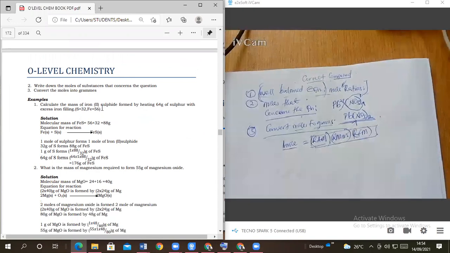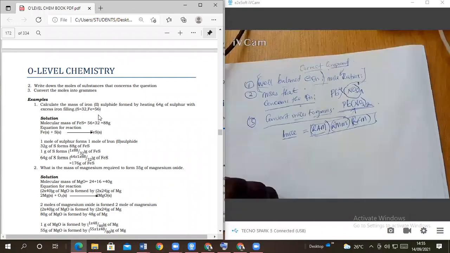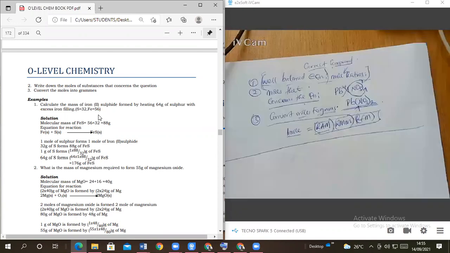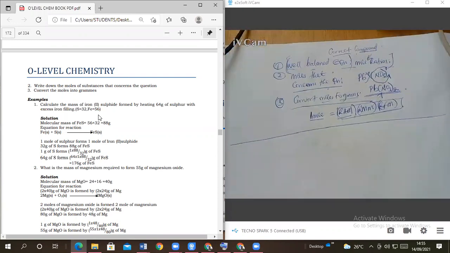Calculate the mass of iron 2 sulfide formed by heating 6.4 grams of sulfur with excess iron filings. Now, if you don't know the equation of the reaction between them, then that question will defeat you. They are saying the mass of iron 2 sulfide formed by heating 64 grams of sulfur with iron.